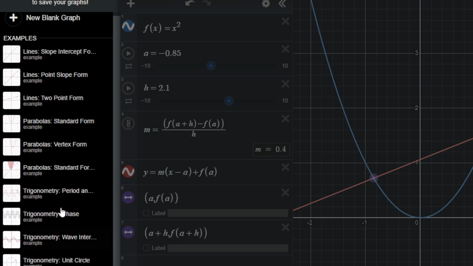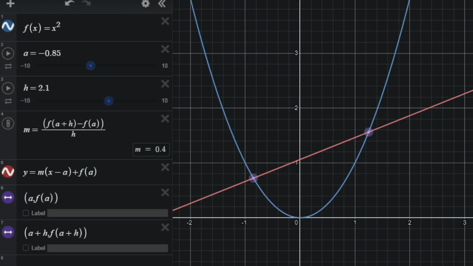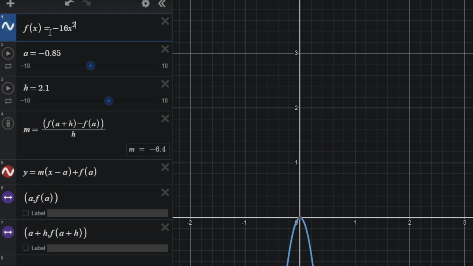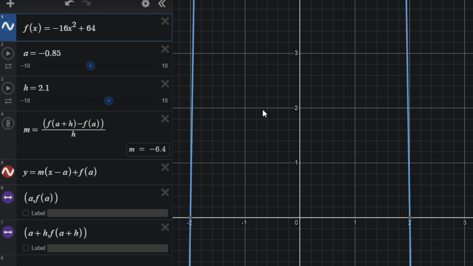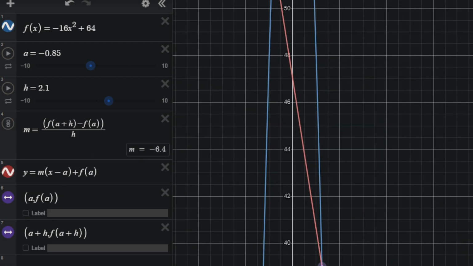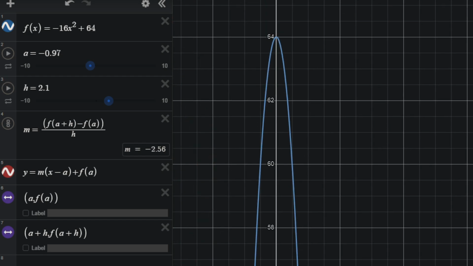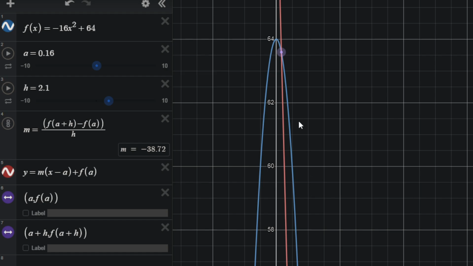So this is the one that they have built in for a secant line. Okay, so let's look at the secant line, and this is the function x squared. Maybe I could go ahead and change this to our problem here. Negative 16x squared plus 64. Okay, so we're going to need to scroll way up, but that is no problem. And I'll bring this point with us.